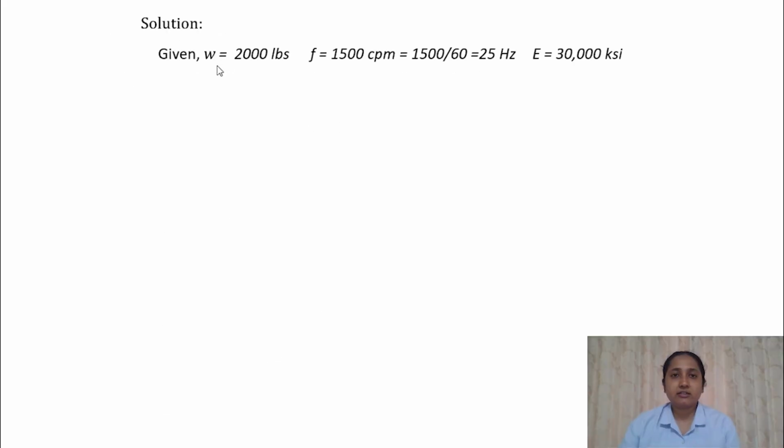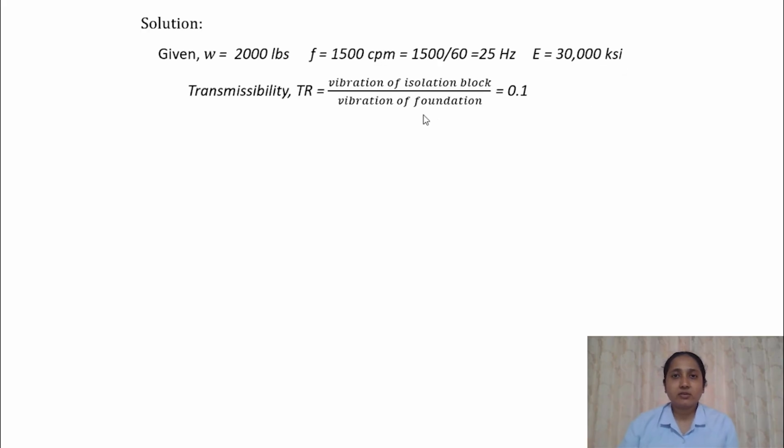It is given that the weight of the isolation block is 2000 pounds and the forcing frequency is 1500 cycles per minute. It's given that the foundation of the isolation block vibrates at this frequency. So we can calculate the value in hertz, that is cycles per second. 1500 by 60 will give you the frequency in hertz. It's also given the E value for the steel spring, that is 30,000 KSI.